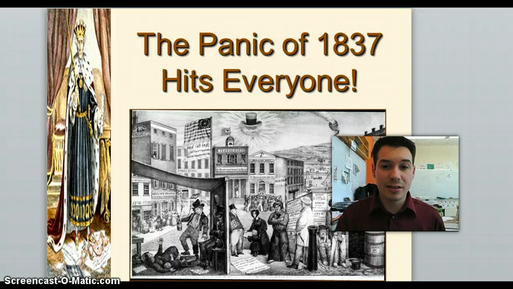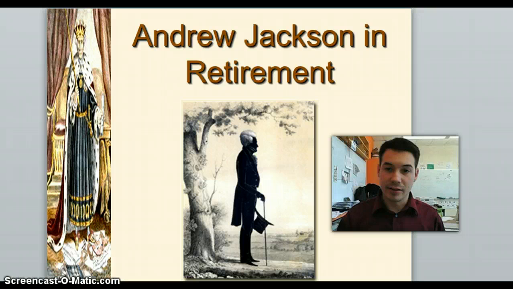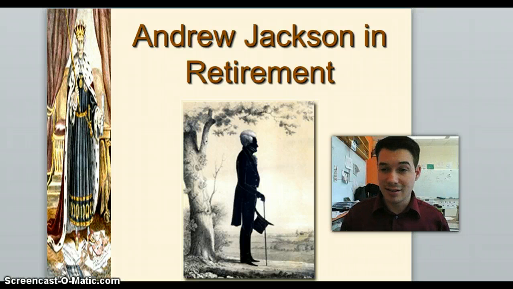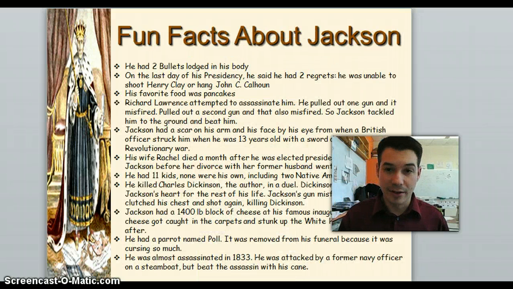Now, the Panic of 1837 literally hit everybody. It was a huge recession for the time. And it spread very quickly. Again, it literally spread in the major cities and then out west eventually. But Andrew Jackson by 1837, he's out, he's enjoying retirement.